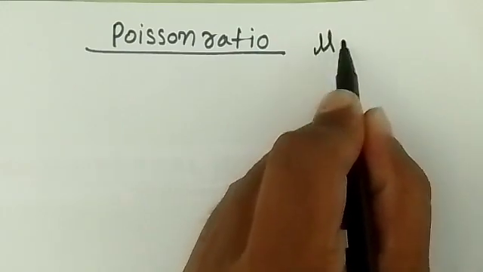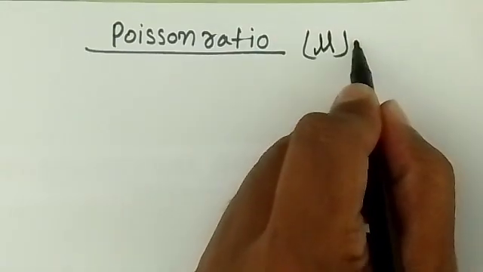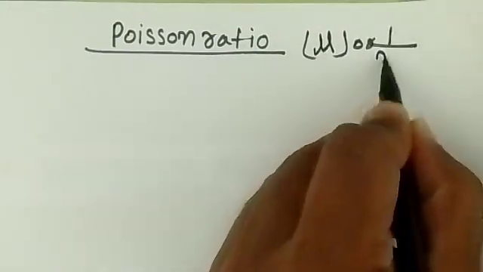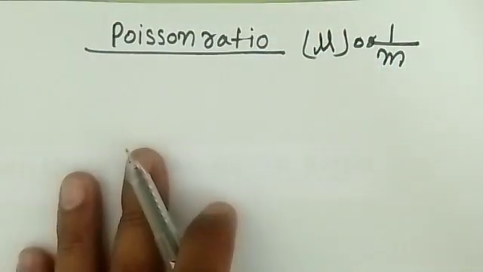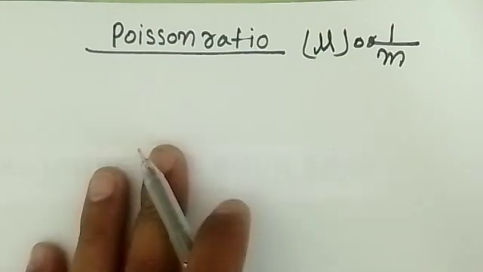So the Poisson ratio we denote by the letter mu or m. You can express it as mu or as 1 by m. This is the notation for the Poisson ratio. So what is the Poisson ratio? It is the lateral strain to the longitudinal strain.